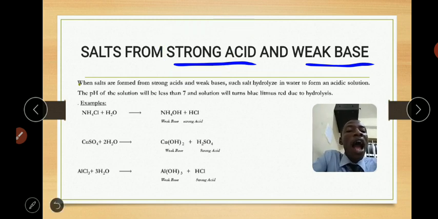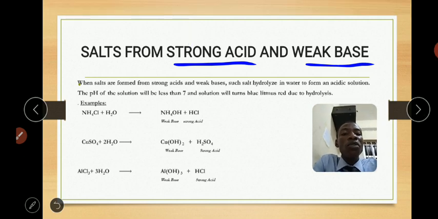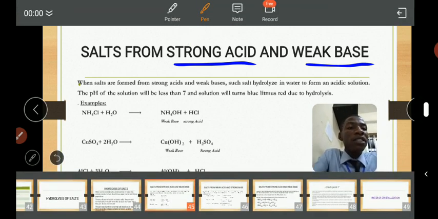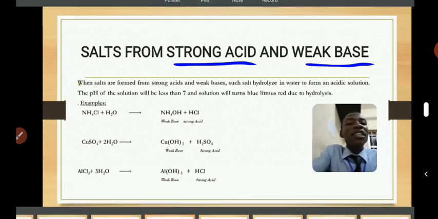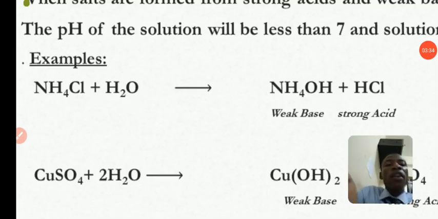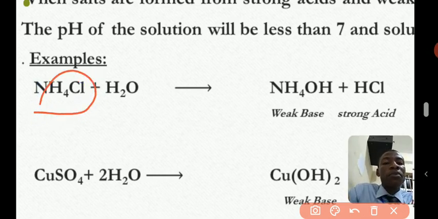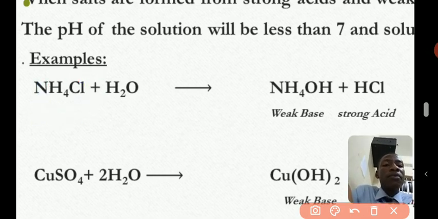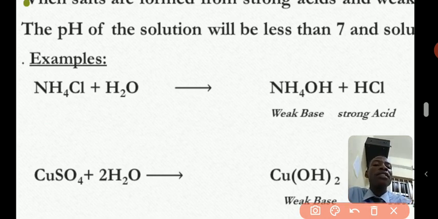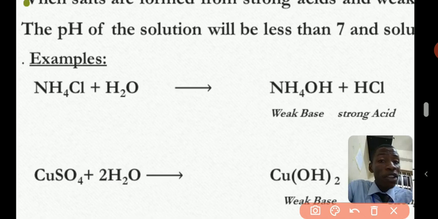Now, how do you know if a salt will form a strong acid and a weak base? Now, it is very easy for us to know. Let's take an example. Ammonium chloride. See, ammonium chloride is a normal salt. It's not acidic, it's not alkaline, it's a normal salt.